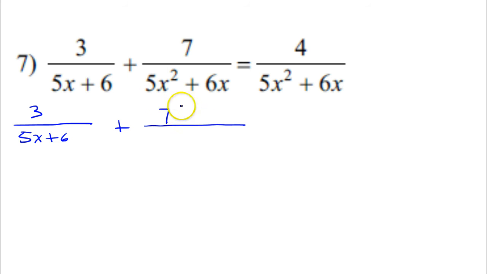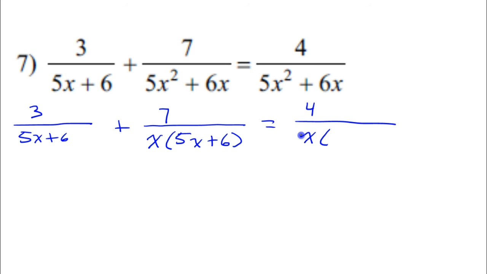I have 7, and I see a common factor of x. So I'm going to bring that x out, GCF, and that will leave behind 5x plus 6. And of course this is the same thing as the other denominator. So again, I'll have x, and I'll have 5x plus 6.